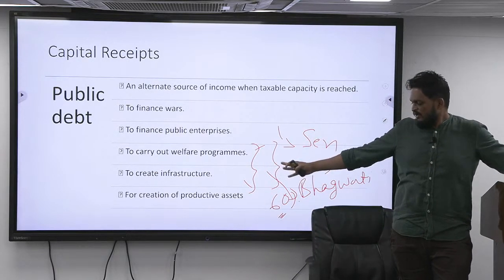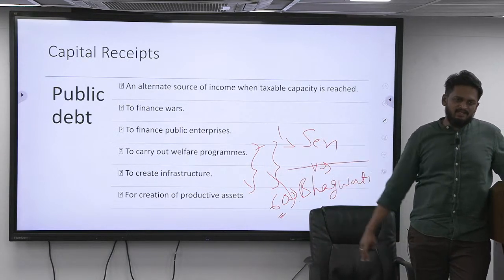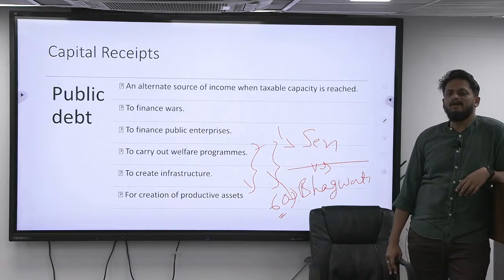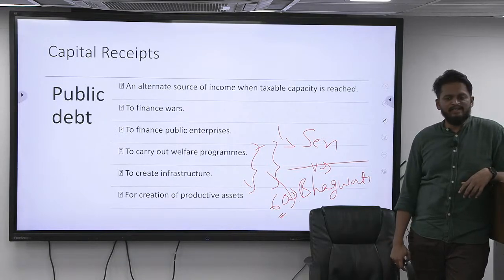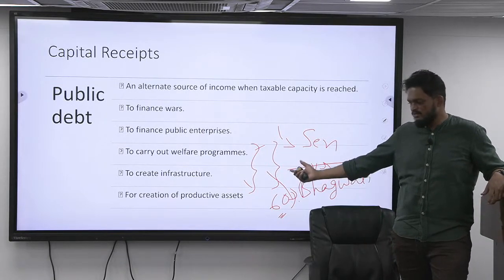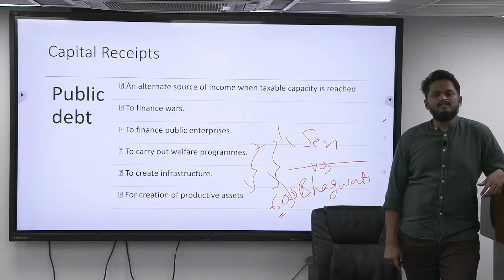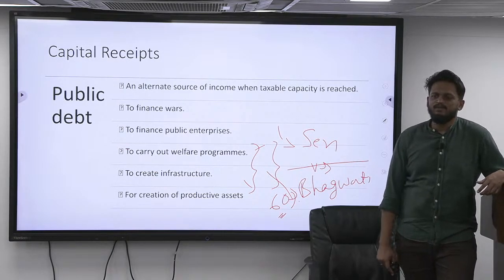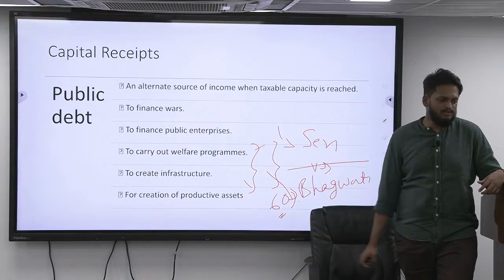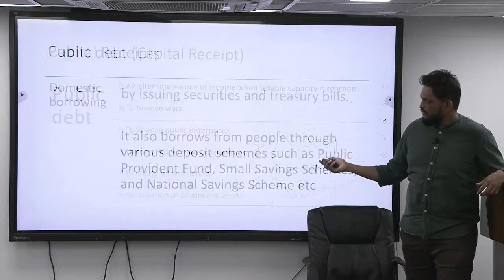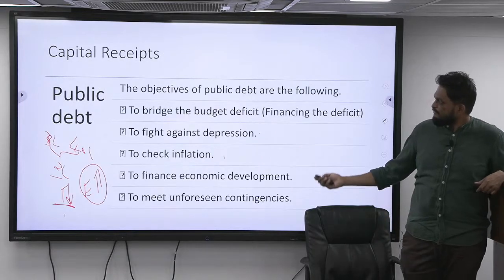Creation of productive assets, just like infrastructure, is much broader. Maybe creating intellectual property also, like research and development, creating new medicines and such. For that also we sometimes take loans. For vaccines in COVID and such, we took loans and invested more money to quickly develop a vaccine. You understood this? So these are all the reasons why we take public debt.